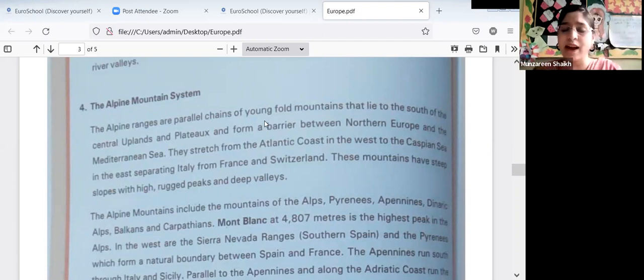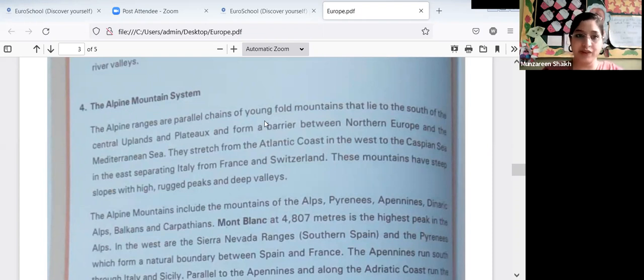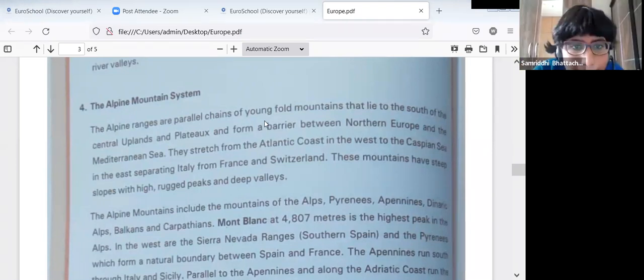And why do you think it's highly populated, Mariam? What are the reasons? First of all, it had valleys which had rivers. As well as the fertile land. If you see, it's mentioned in the text also that it has fertile land as well.